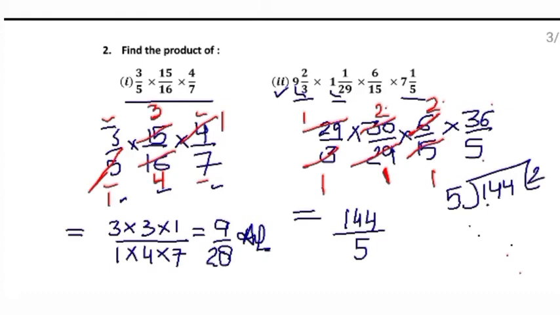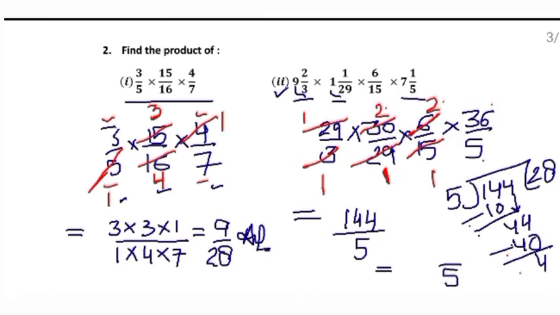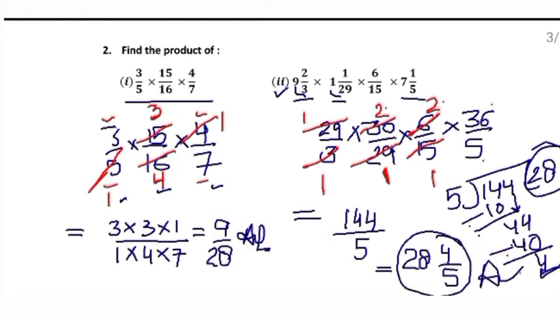5 2s are 10, 5 8s are 40. So denominator will remain same, which was 5. This quotient will become the whole number and this remainder will become the numerator. So your answer is 28 whole 4 upon 5.